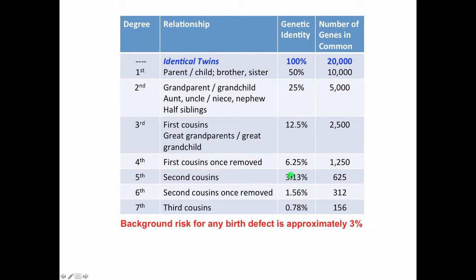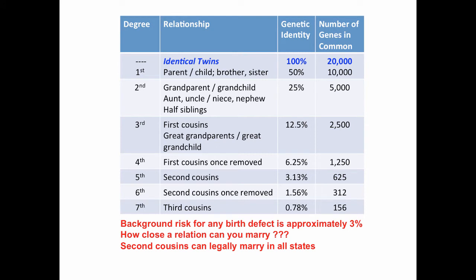So you think about it, second cousins marrying are not necessarily at a higher risk for any given birth defect than what's in the general population. Now, you do have to understand that if there are rare autosomal recessive diseases in a family, those diseases may be manifest. How close a relation can you marry? Well, it turns out that second cousins can legally marry in all 50 states in the United States.